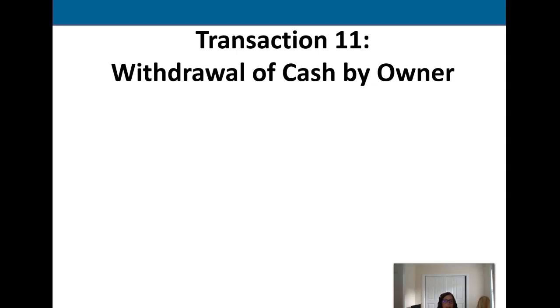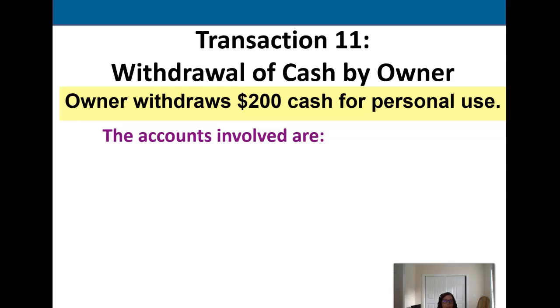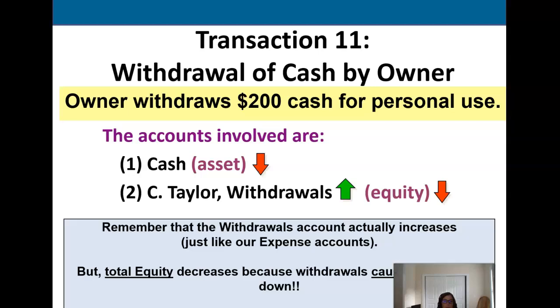Now we've got withdrawal of cash by our owner. So again, I see that word cash keeps coming back. And so because the owner's going to take some cash out, I bet we're going to have less cash after this. It's going to take $200 for personal use. And so sure enough, we're going to have less cash as a result.